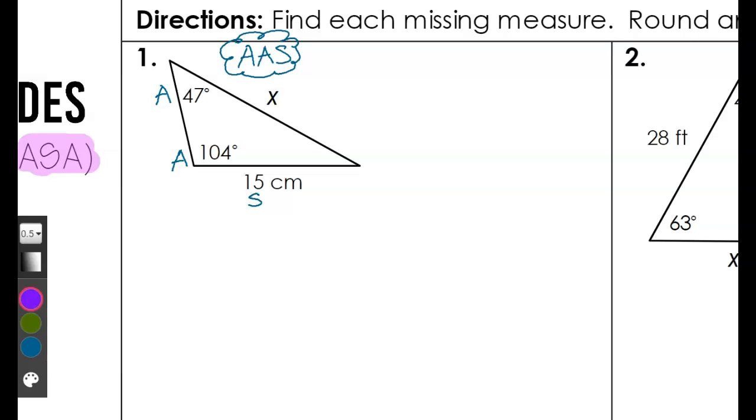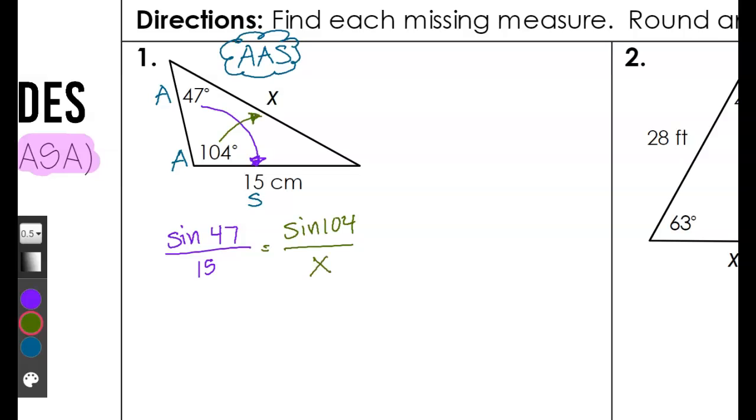So what you do is you pick one of the two angles given to you. I'm going to start with 47, and you put it over the side across from it, 15. That's our first ratio. Our second ratio is the sine of the other angle given to us, over the side across from it, x. And now the hard part's done. Now this is just solving for x.